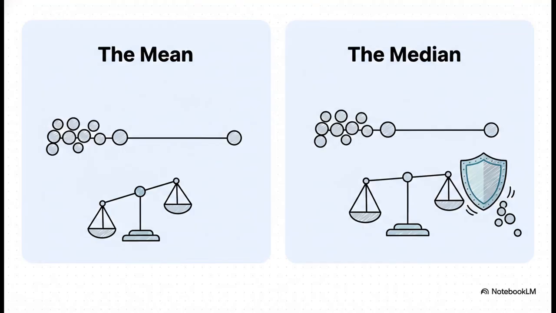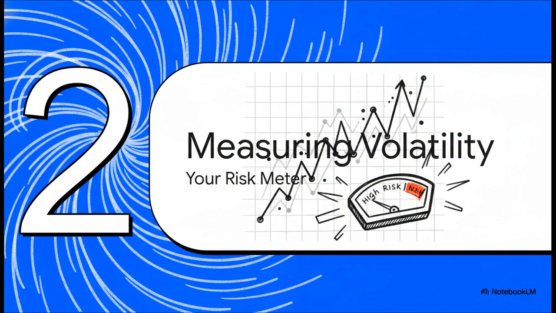Okay, so to find that center, we've got two main players, the mean and the median. The mean is just your classic average. The thing is, it gets yanked around by extreme values. Now, that's actually super useful if volatility is exactly what you're trying to measure. But the median, that's just the value smack dab in the middle. It's way more resistant to those crazy price swings, giving you a much more stable idea of what a typical day looks like.